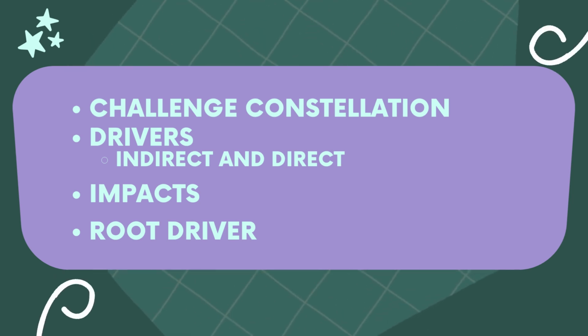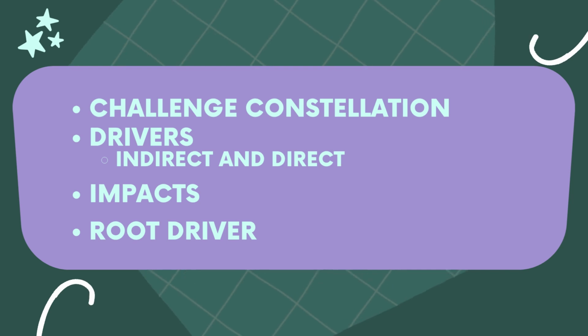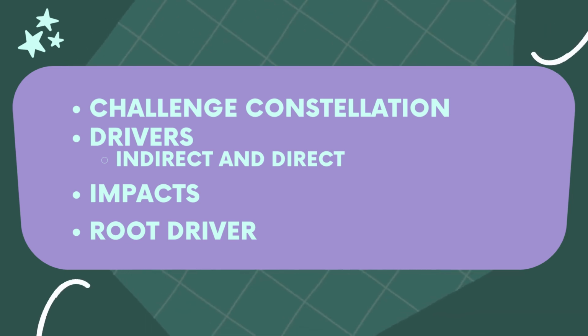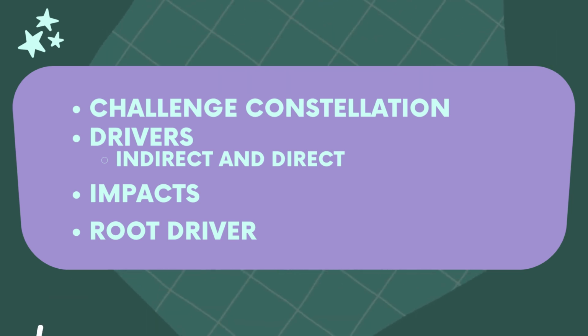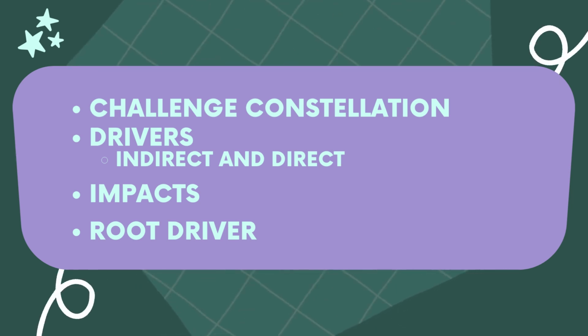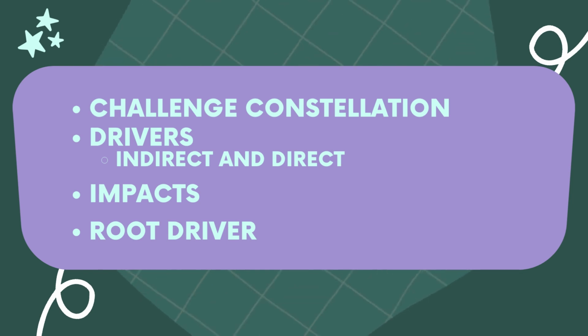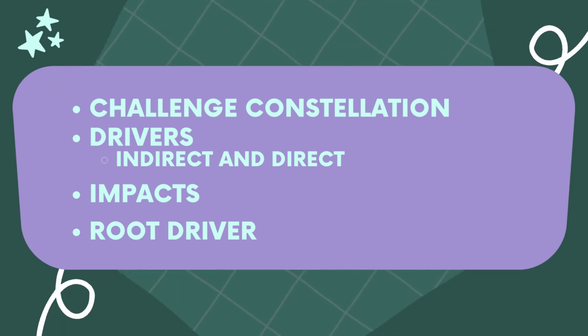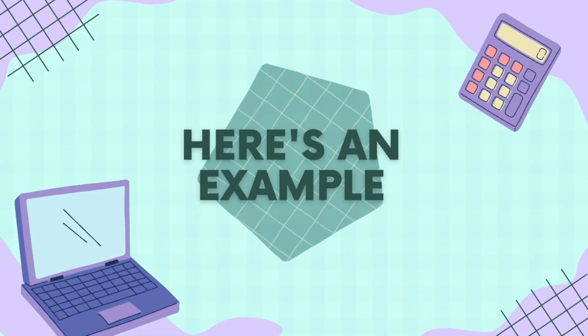You'll also illustrate as many impacts or results of the problem as you can think of. After analyzing the problem, you'll choose a root driver. This is an important part of the process. The root driver is what you or your group see as a key factor in contributing to your problem. In a later step, you'll use the root driver to choose your intervention. The idea is by fixing the root driver, you can truly have a significant impact on changing the problem for the better. Now, let's look at an example of a challenge constellation.